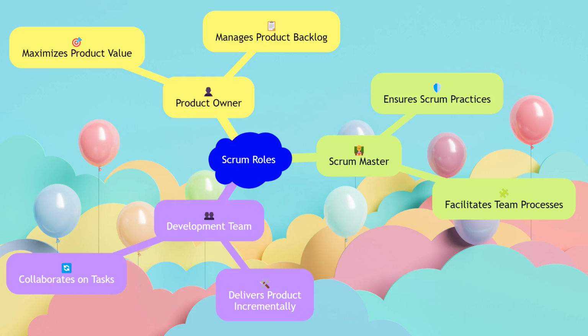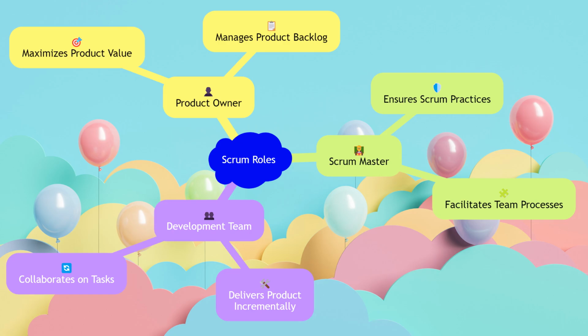Scrum roles are designed to bring clarity and accountability to the team. There are three primary roles: the product owner, the Scrum Master, and the development team. Each role has distinct responsibilities and is crucial for the effective functioning of the Scrum framework.